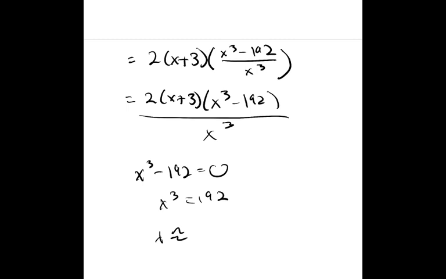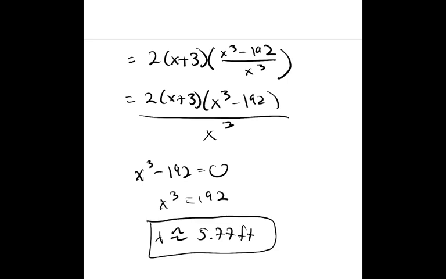Let's see, 192 to the power of a third. Okay, yeah, we get it. So 5.77. So then this would be a candidate. This would be a critical point. You can continue with the first derivative test. Choose a point to the left and right to show that there's a sign change in the first derivative. And that's how it goes.